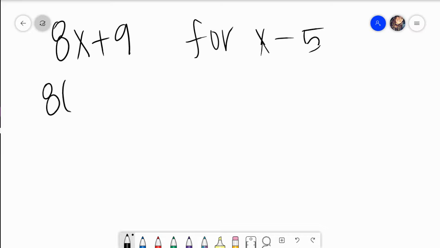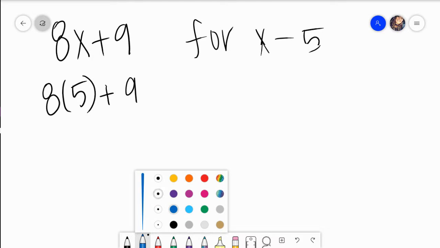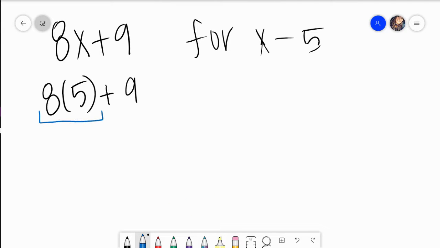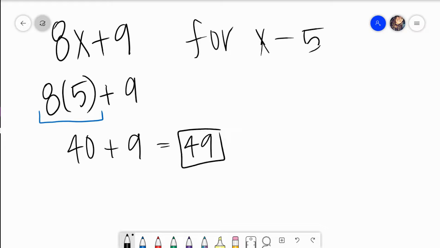So let me go ahead and do that. I get 8, and the 8x doesn't just mean this becomes an 85. You need to put it in parentheses because this is now 8 times 5. And because we follow order of operations, we do the multiplication first. 8 times 5 is 40, and then we have our plus 9, and so we get 49.